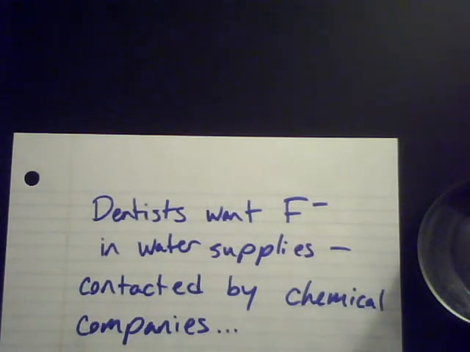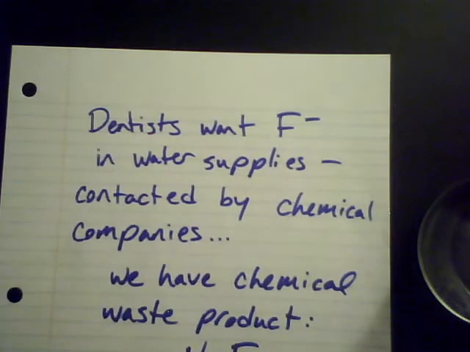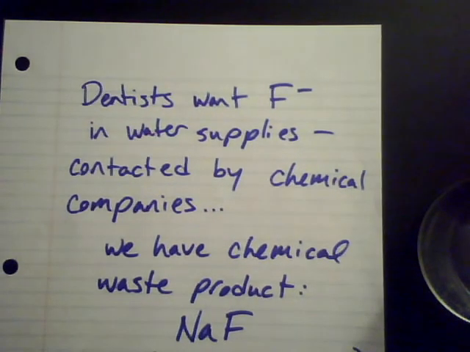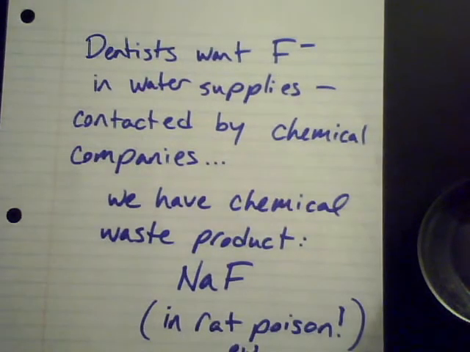And the story always sets it in Thanksgiving time, which I'm not sure why that is, but they were contacted by chemical companies, and apparently they all had Thanksgiving dinner together. And they said, well, we have a chemical waste product that just might be what you're looking for, and it's sodium fluoride, NaF. Now, sodium fluoride is a natural product of a lot of chemical processes, but it is also the primary component in rat poison, as you learned in your essay.